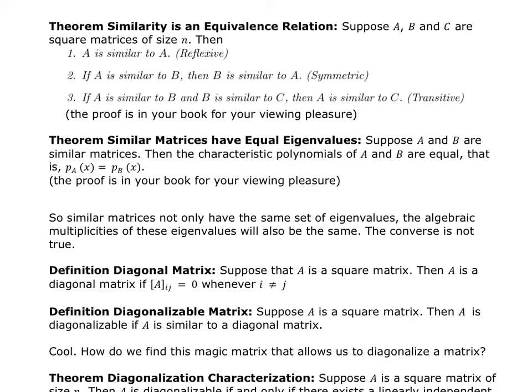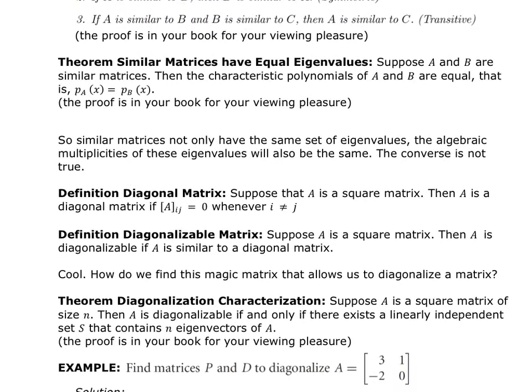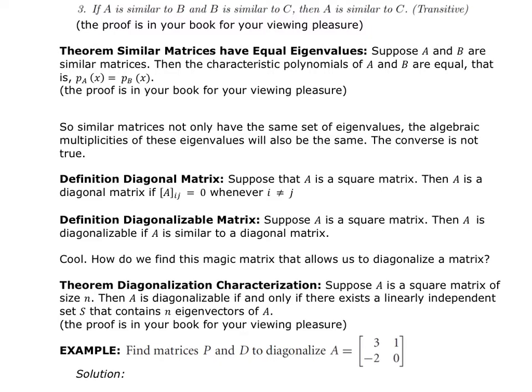So that's what I mean. The converse is not true. So then let's define what a diagonal matrix is. We hadn't really formally defined what a diagonal matrix is, but now we will.